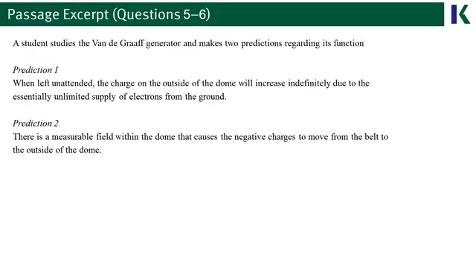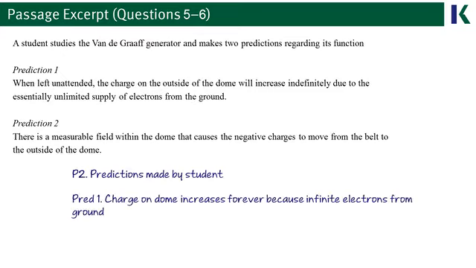Anyway, this passage finishes up with 2 predictions that a hypothetical student has about this generator. The first prediction is that the charge on the dome increases indefinitely, increases forever. We'll see there might be something wrong with this prediction later, and if you predicted that there might be something wrong with this prediction, then good catch.